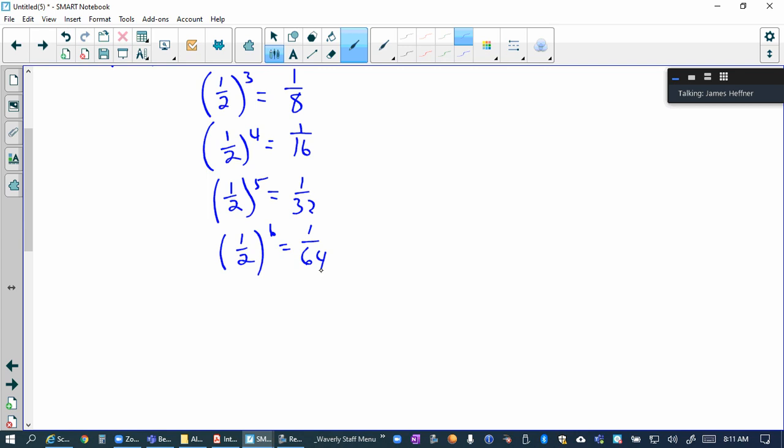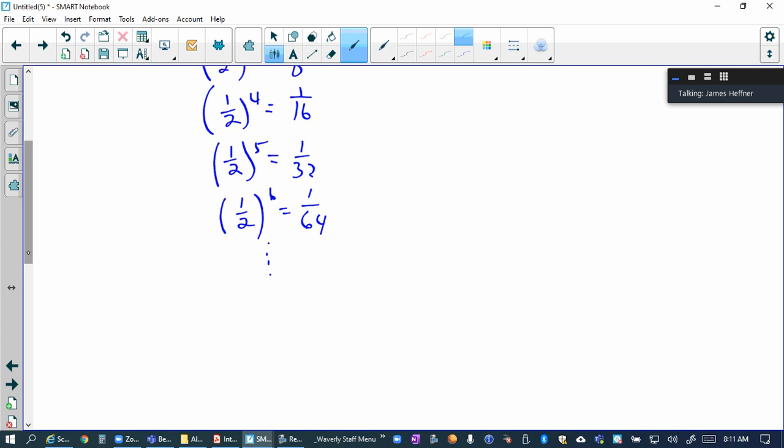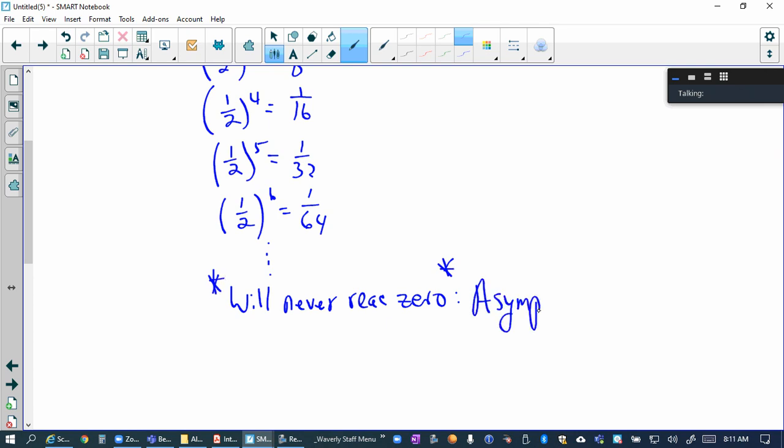Will this ever reach zero? No. So for this function, it doesn't matter what the exponent is, it will never reach zero. And that's what we call an asymptote. So this is important to know. It has an asymptote line. It's like the classic mathematical question when you're looking at these exponential functions that are less than 1.